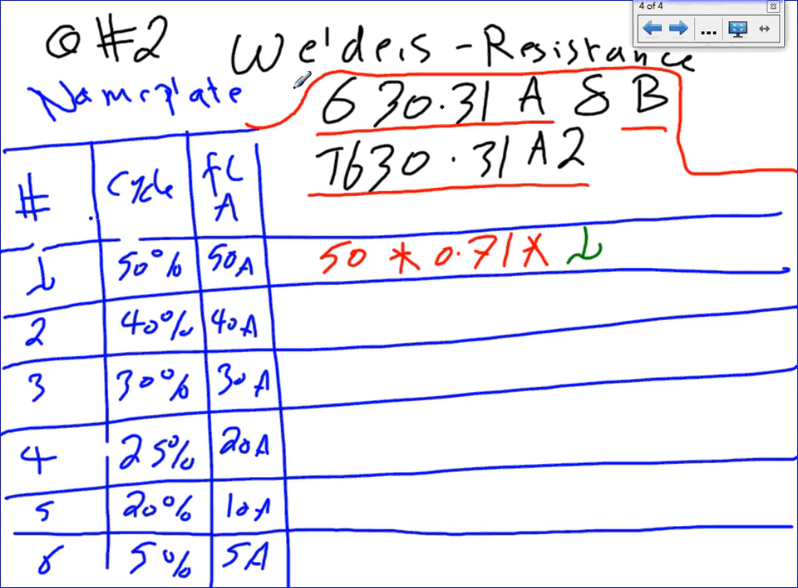Then the second one. The second one has 40 amp, multiplied by, for a 40% cycle, the multiplier is what? 0.63.